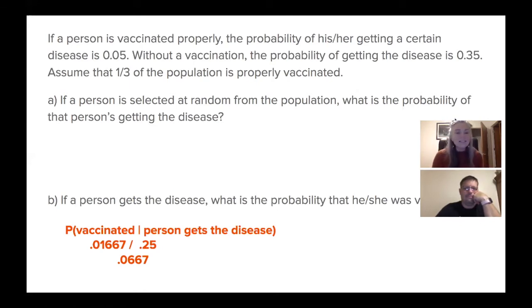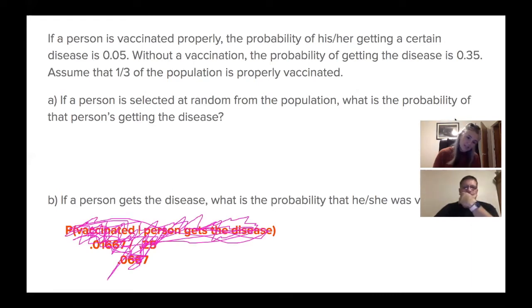If a person is selected at random from the population, what is the probability of that person getting the disease? So the population, what's the population? That's everybody. All people. But we know that 1/3 of them are properly vaccinated. So this 1/3 goes with this, but I know the rest of the population is 2/3.